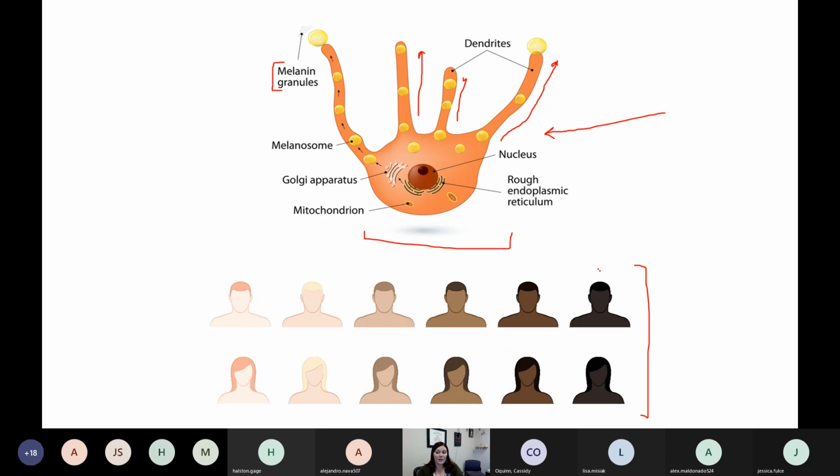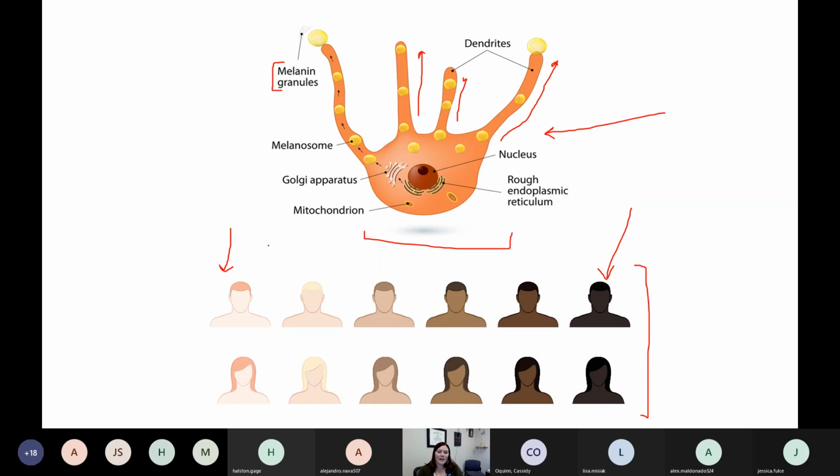Some of us build a lot of that protective melanin. Some of us, like Dr. Allis, don't build so much. It's not the number of melanocytes that you have that determines whether or not you're building a lot of melanin. Instead, it's the activity of your melanocytes.